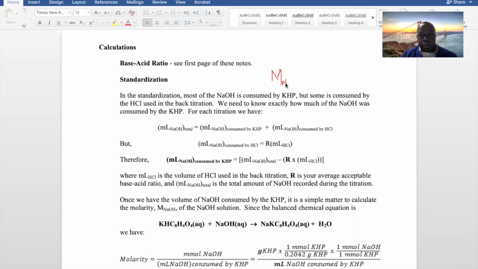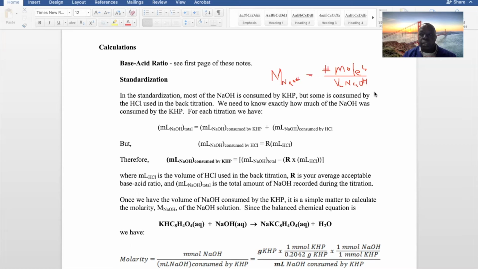That is the molarity of NaOH, which is given by the number of moles of NaOH over the volume in liters of NaOH.